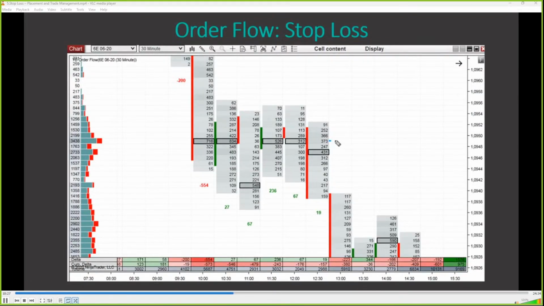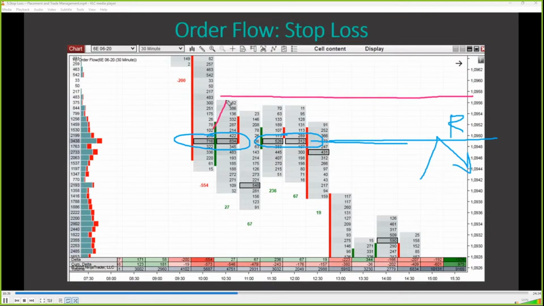Now in here there is a strong resistance, those high volume nodes, so I would expect a selling reaction from there. The stop loss in this case, ideally at the top of this area. So this would be the stop loss, and in this case it's 7 ticks.